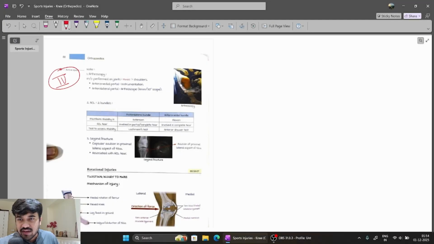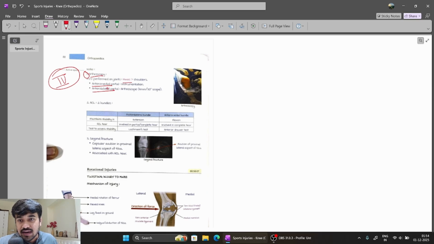So let's begin the final section. These are some miscellaneous points. First is arthroscopy, right? So arthroscopy is most commonly performed on the knee joint, right? Now, the question can be asked here: from which port? There are basically two types of portals, right? Anteromedial portal and anterolateral portal, two portals which are used in arthroscopy.